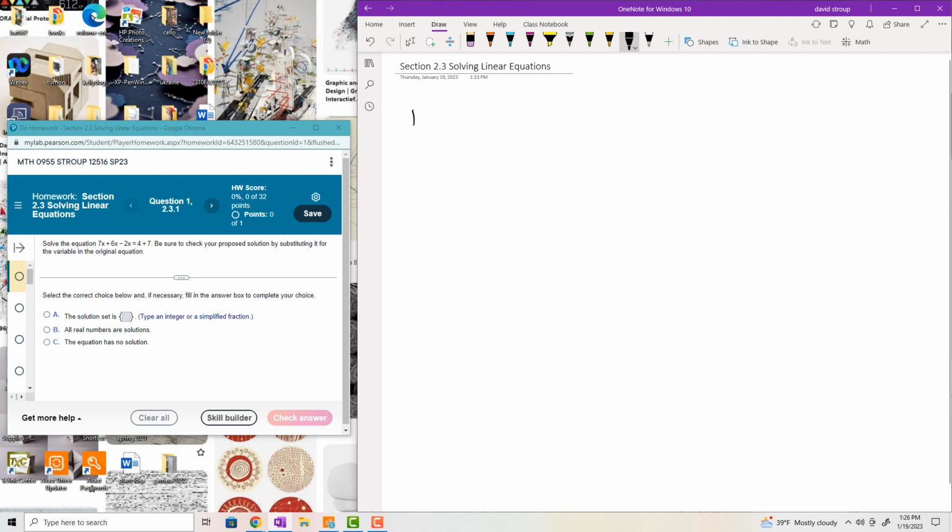So what do we got? 7x plus 6x minus 2x equals 4 plus 7. In this problem, we want to start by combining like terms, simplifying both sides of the equation, and then we'll start applying the addition property and the multiplication property as needed. You can work two at a time. I like to record which ones I'm adding together, otherwise it becomes a little confusing. So anyway, 7x plus 6x is going to be 13x.